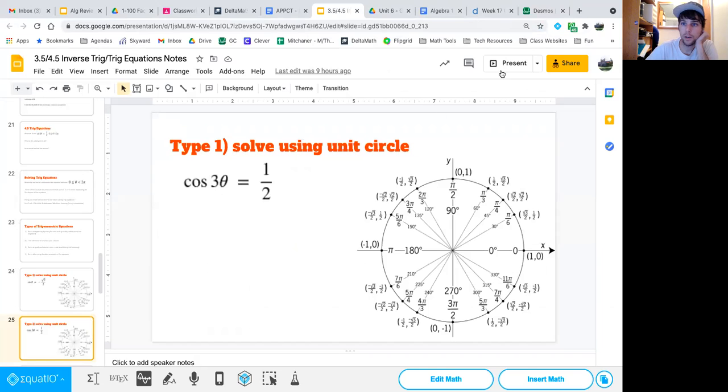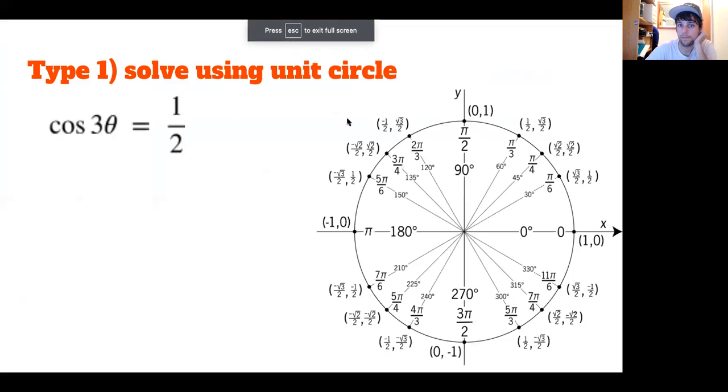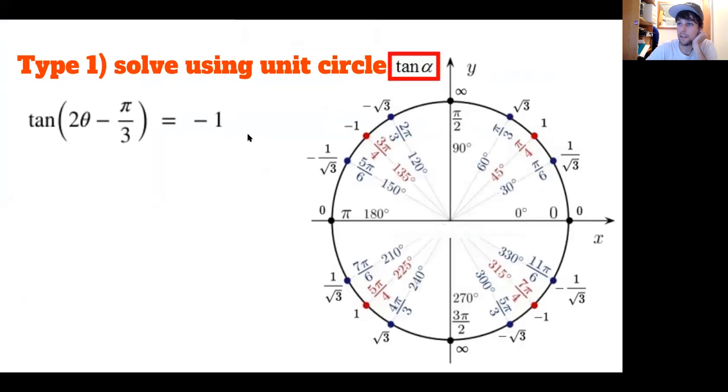Okay, let's go ahead and go back to the present mode. Same idea, similar idea here. We have tangent of 2 theta minus pi over 3 is equal to -1. You could graph this on Desmos, and I certainly will eventually, but let's talk about the algebraic methods that are necessary here.